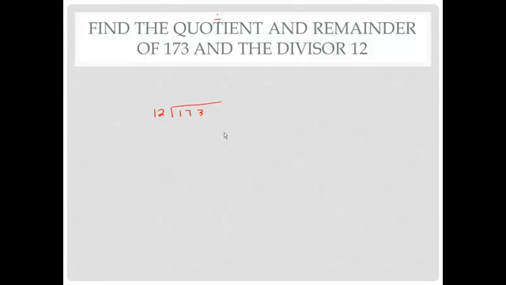I know you all remember this. 12 into 173. Well, first of all, we look at 12 into 1. 12 will not go into 1. So next we add that other number in there, 7, and 12 will go into 17 one time. Then we take that 1, multiply it by 12, and bring that number down here. And then we subtract. So 17 minus 12 leaves us with 5. Then we bring down the next number. And we start the process all over again.